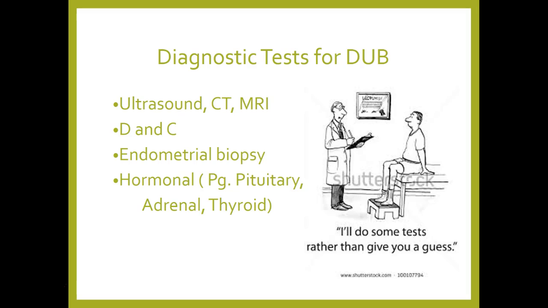We can do endometrial biopsies. We can do different hormonal diagnostic testing. So we can draw blood and check the follicle-stimulating hormone, luteinizing hormone. We can draw CBCs and check for infection. We can look for thyroid problems, T3, T4, TSH levels. We can also do pelvic exams, pap smears, and cervical or vaginal cultures as well to look for infection or cancerous cells.